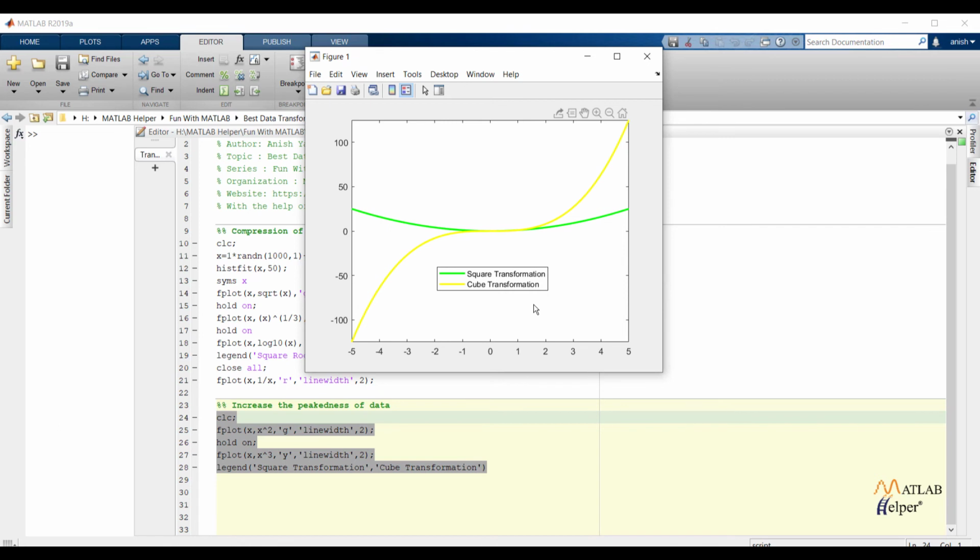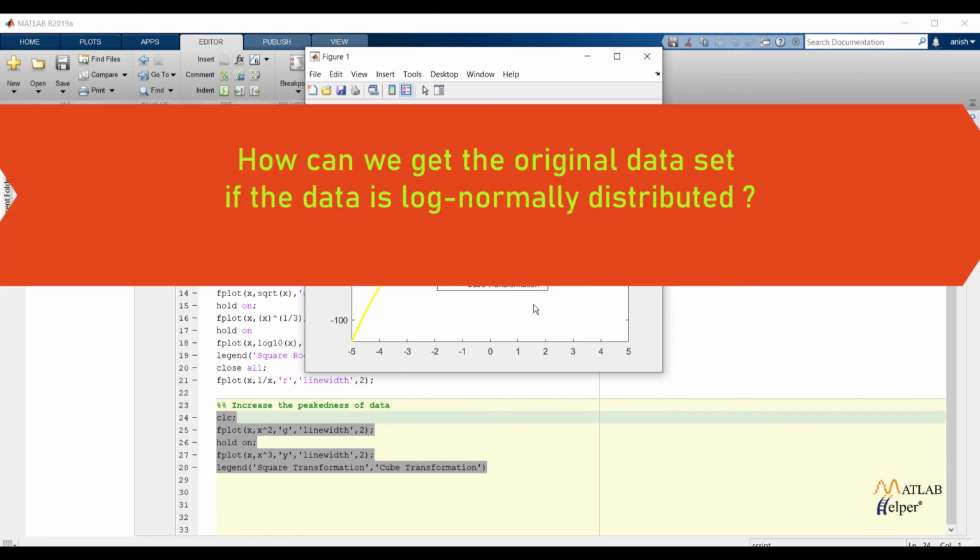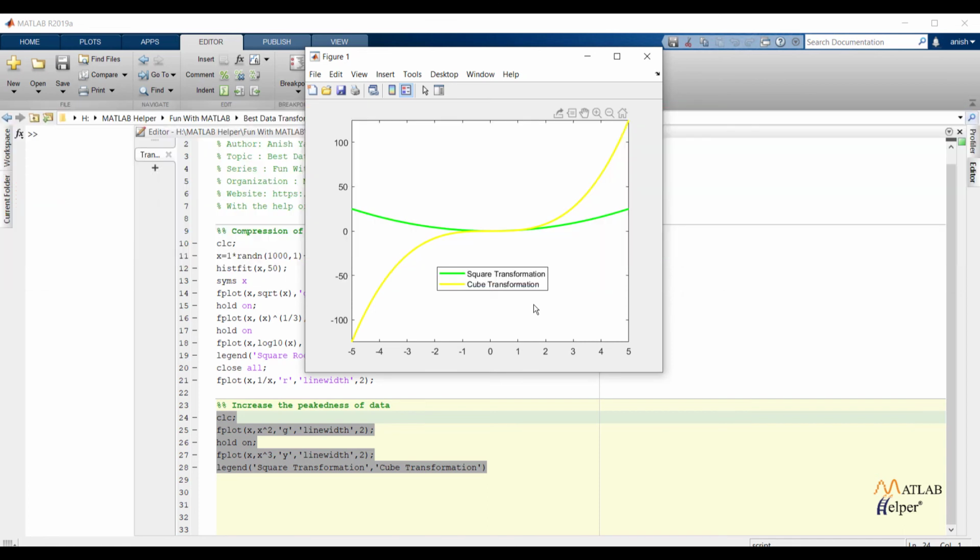In the end, I would like to ask you one question. How can we get the original data set if the data is log normally distributed? And in the comment box below, you are all requested to write your reply.